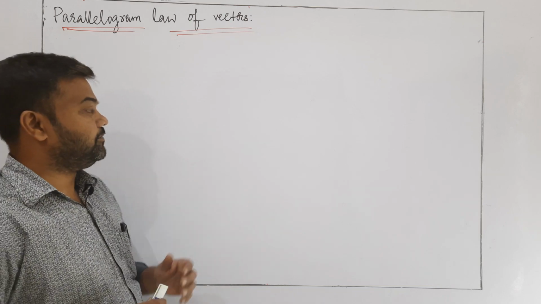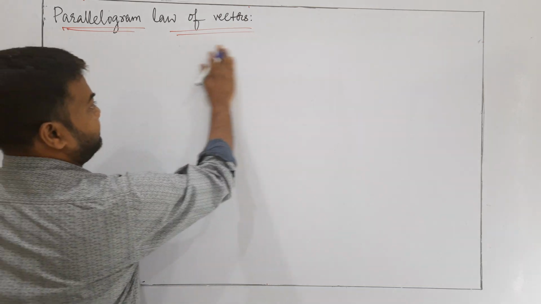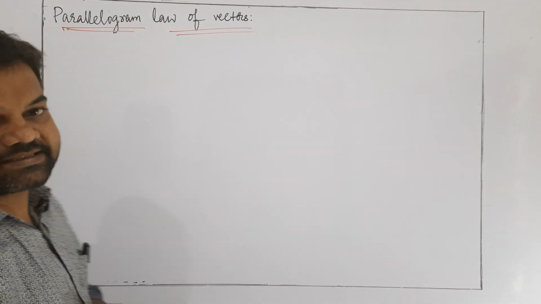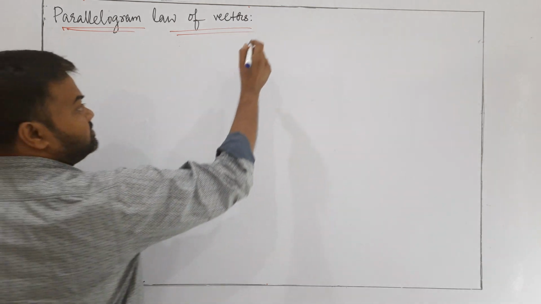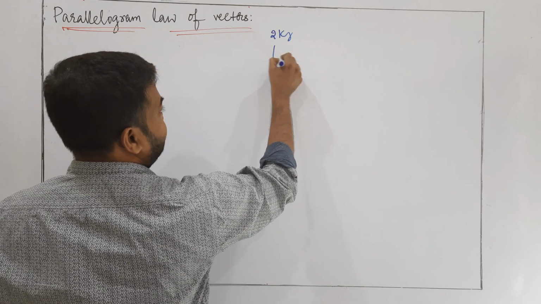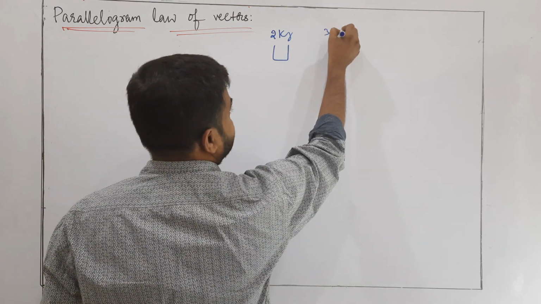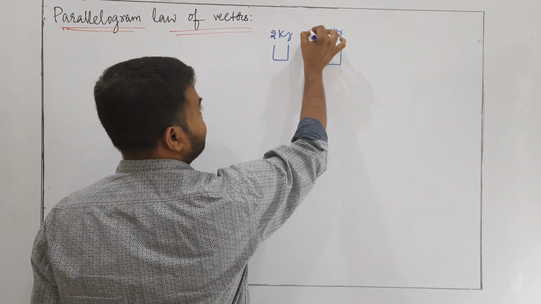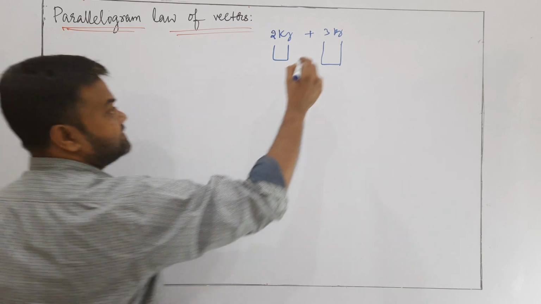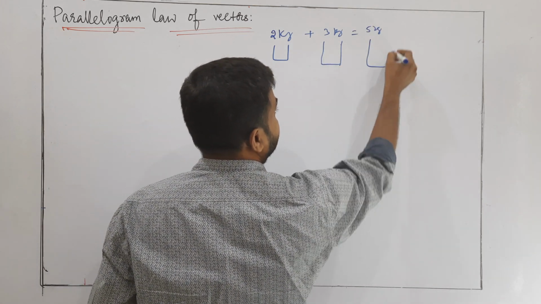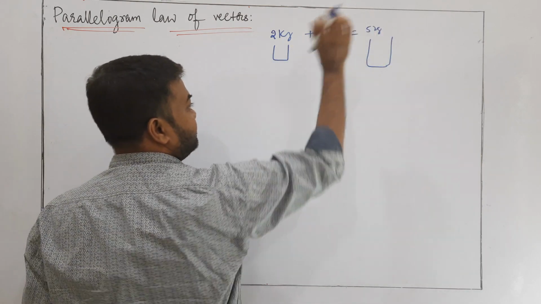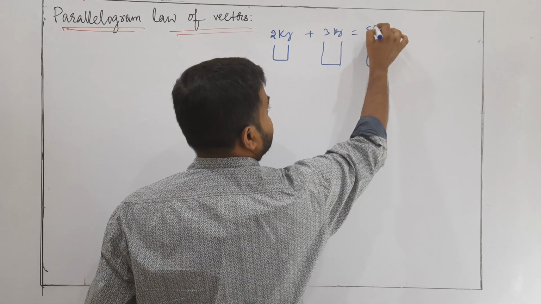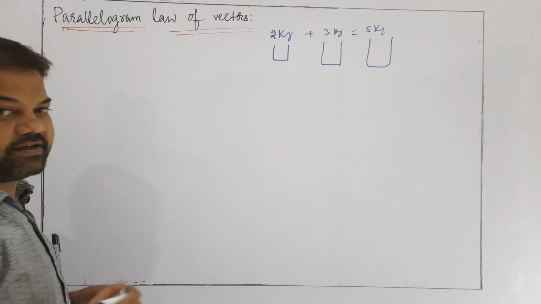Okay, now in the last video we discussed scalar addition and vector addition. Suppose 2 kg of sugar is in one bag and 3 kg of sugar is in another bag. If you add 2 kg plus 3 kg, the resultant is 5 kg of sugar. You can place both in one bag, that is 5 kg of sugar. This is scalar addition: 2 plus 3 is 5.